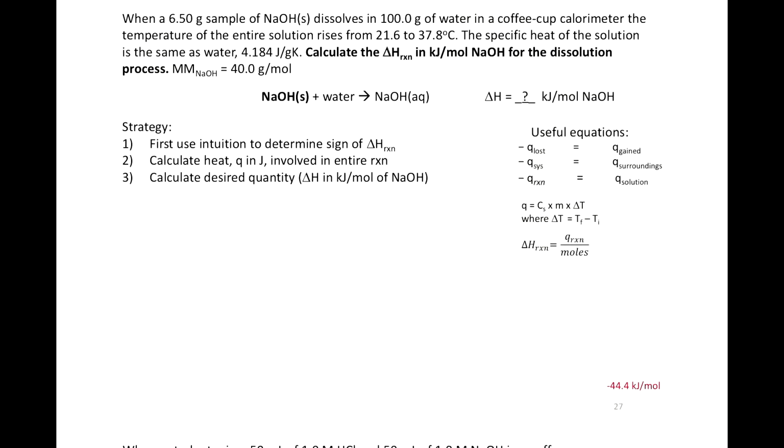All right, so here's our first example. You will do this in your IHT lab, so let's see. We're going to take a 6.5 gram sample of sodium hydroxide, and we're going to dissolve it in 100 grams of water. And we're going to do this all inside that coffee calorimetry cup. When we do this, what we observe is that the entire solution temperature rises from 21.6 degrees Celsius to 27 degrees Celsius. I tell you that the specific heat of the solution is the same as water. Let's calculate the delta H of the reaction in kilojoules per mole for this process.